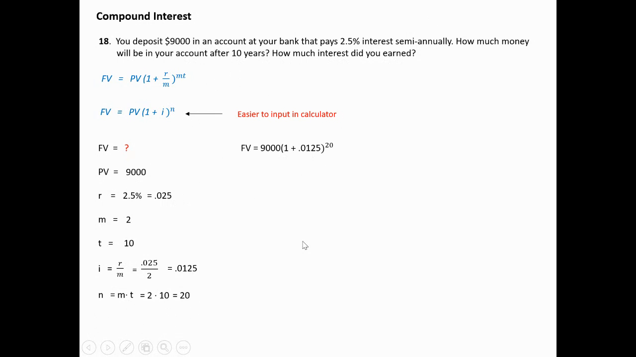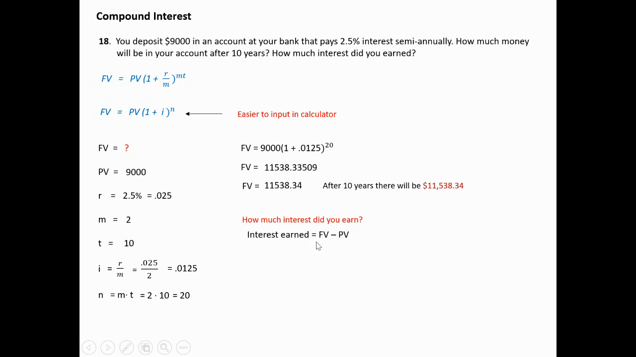Now, guys, we plug everything into the calculator just the way we see it there. And this is my answer: $11,538.33509, rounded off to the nearest penny gives us 34 cents. So it'll be $11,538.34. After 10 years, that's the amount that you have there.